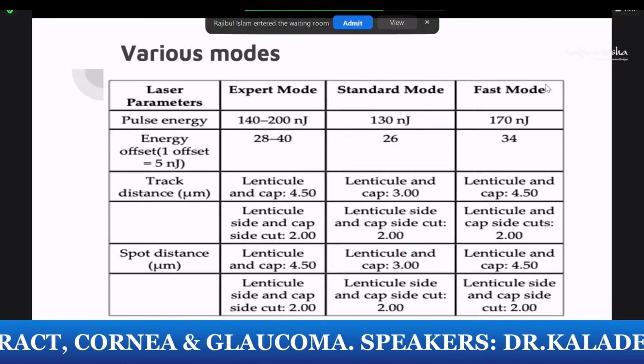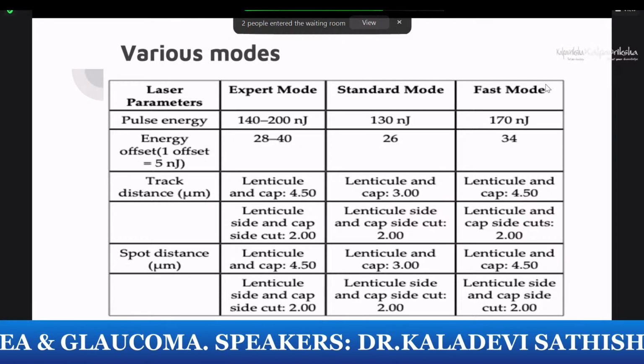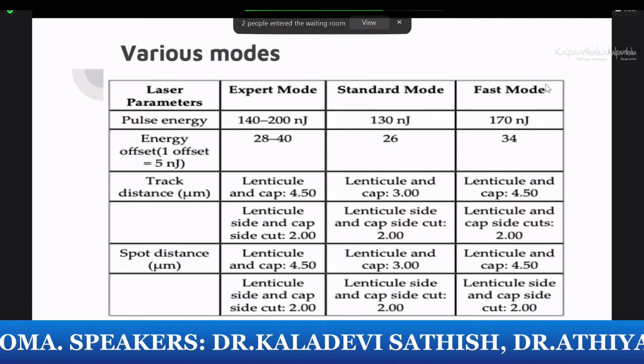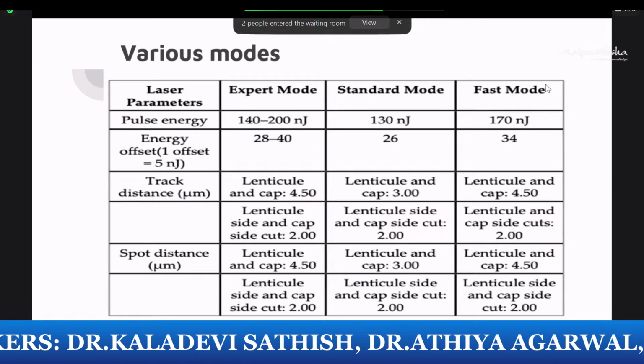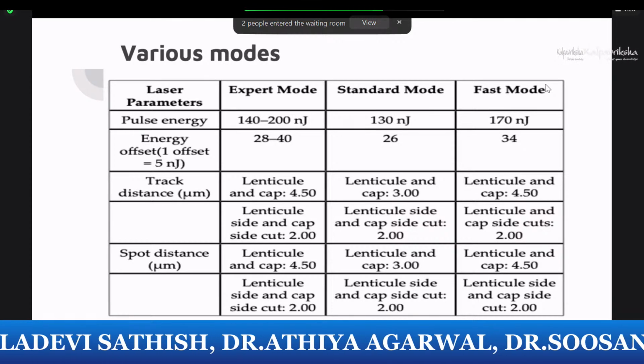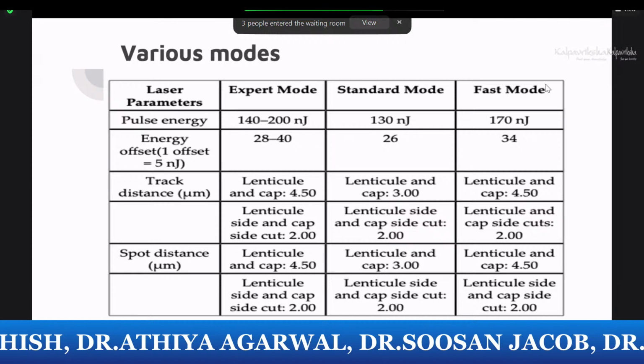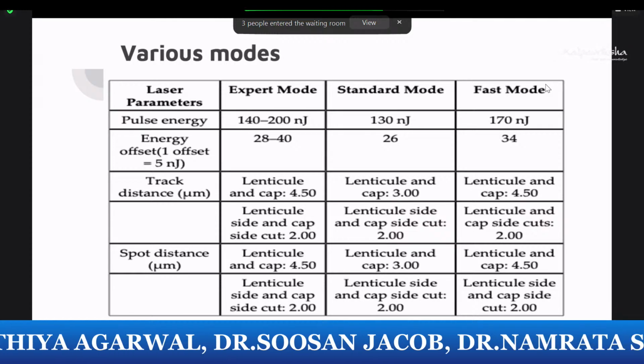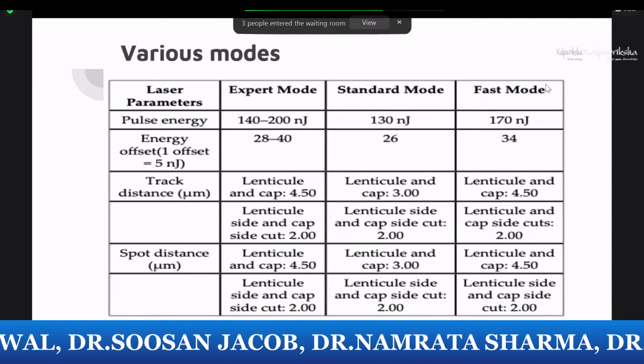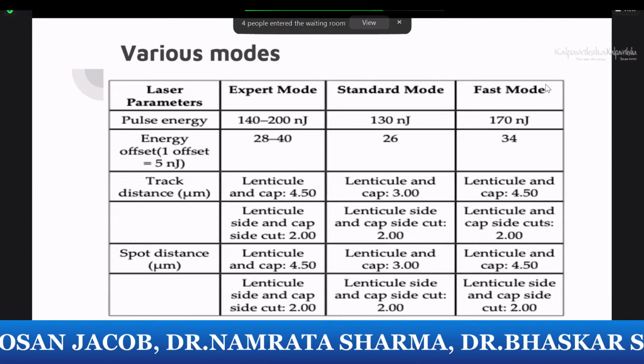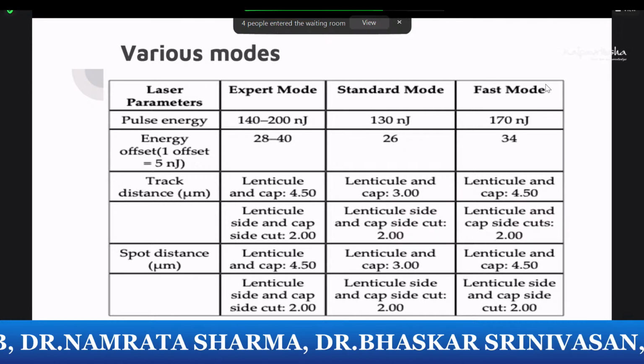Track distance and spot distance are pretty much the same for the expert mode and fast mode, with a lenticule and cap of 4.5 microns, and lenticule and cap of 4.5 and 2 for the side cuts. In case of standard mode, the track distance for lenticule and cap is 3 microns, and spot distance for lenticule and cap side cuts is 2 microns.